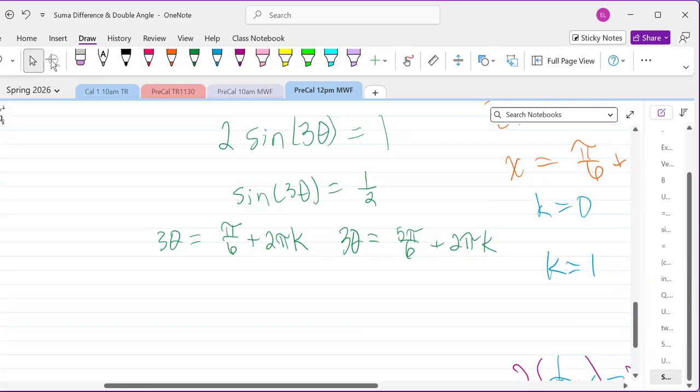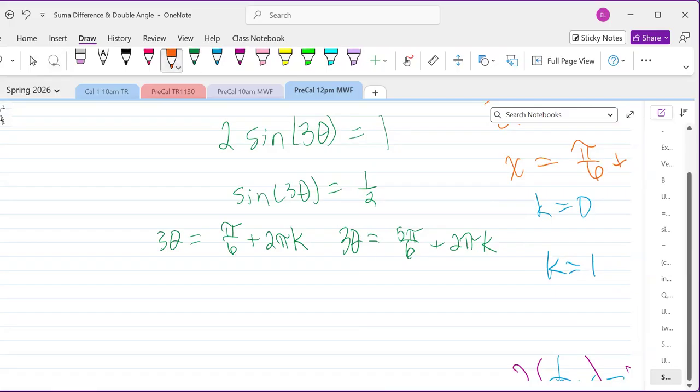All right. So when we have sine of 3 theta equals 1/2, sine is 1/2 at pi over 6 and 5 pi over 6 on the unit circle. With the 3 theta here, what would I do to 3 theta to get theta by itself? Ah, okay. I divide by 3, but dividing by 3 is the same as multiplying by 1/3. So that's where the 1/3 is coming from.